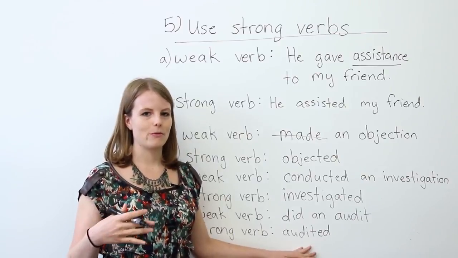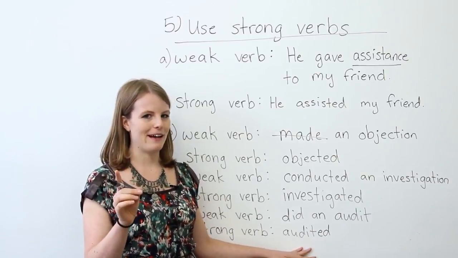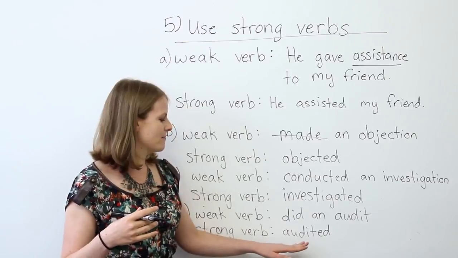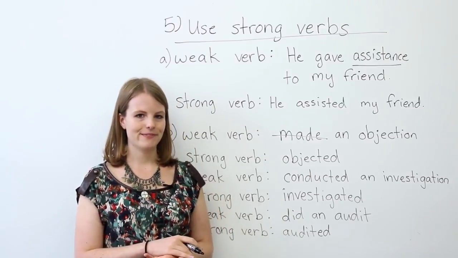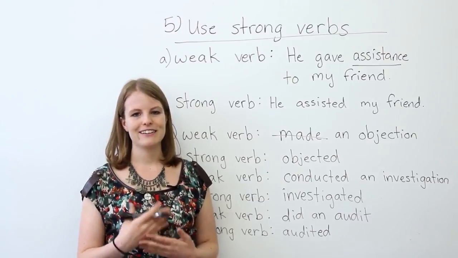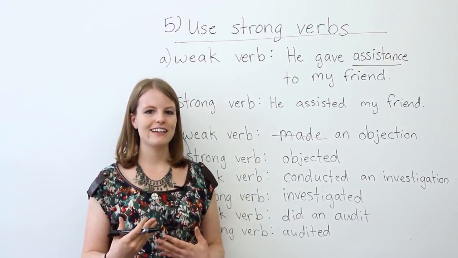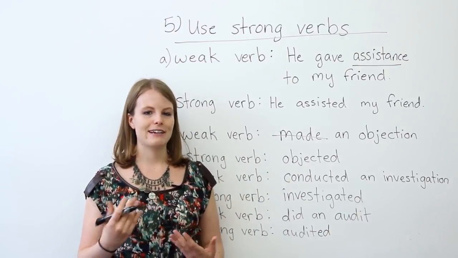Wesley Snipes was audited. But again, I told you not to use the passive, so I could say the government audited Wesley Snipes. Okay? So there you have it. 5 tips that will quickly improve your academic writing.